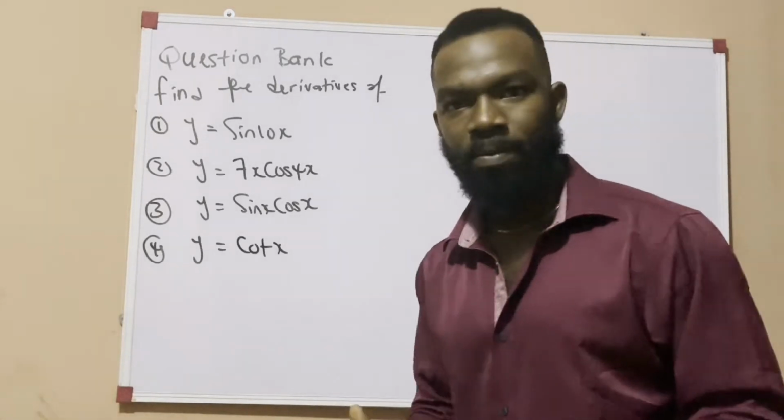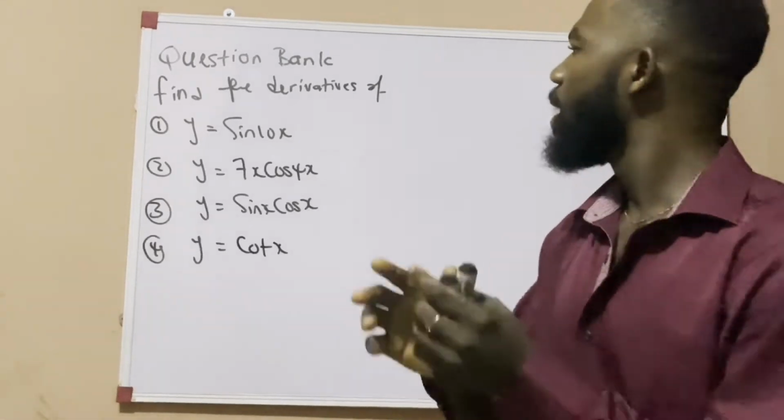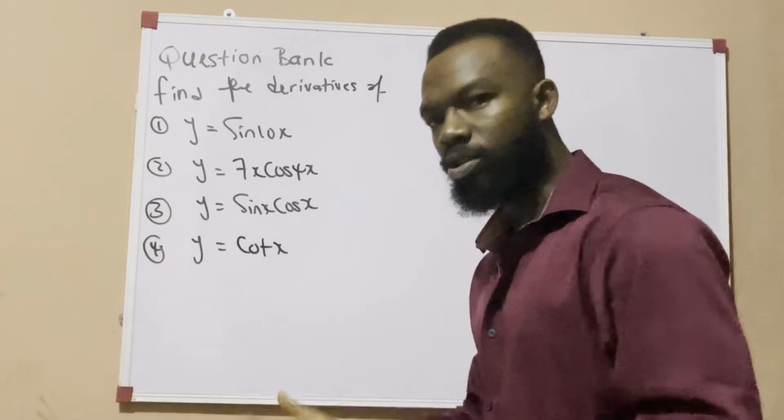and y equal to cot x. By the end of this video, you shall know how you can apply either chain rule, product rule, or quotient rule in differentiating trigonometric functions.